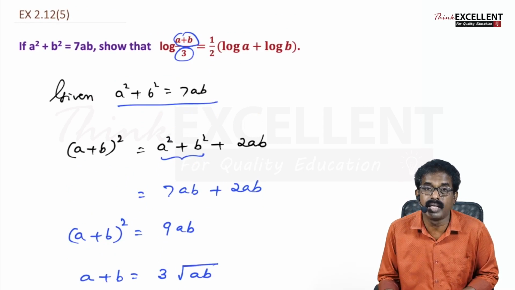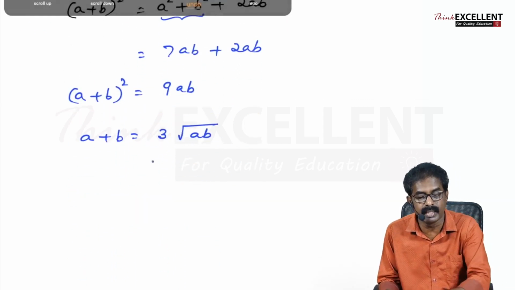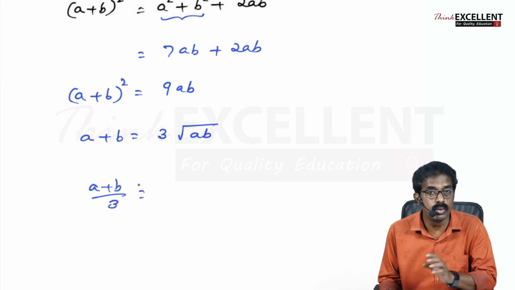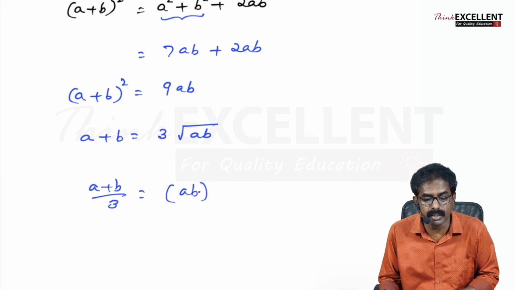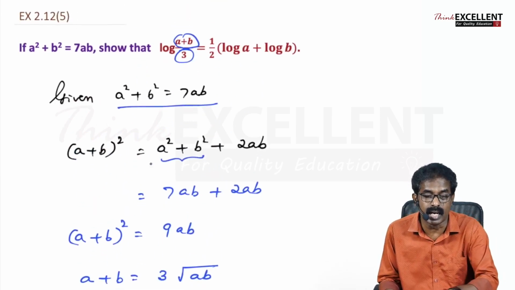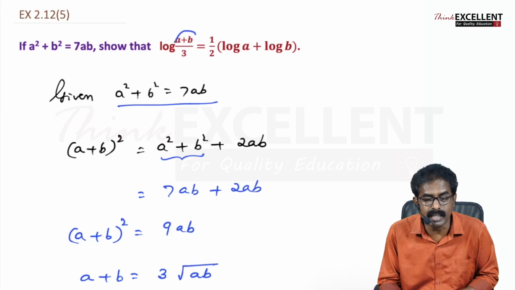But now denominator, what do you have? 3. So a plus b by 3. Yes, 3 we have here, right? So bring it down. So a plus b by 3 is equal to root ab. Root ab can be written as ab raised to half. Now see the left side, a plus b by 3. Yes, you got this a plus b by 3, right?